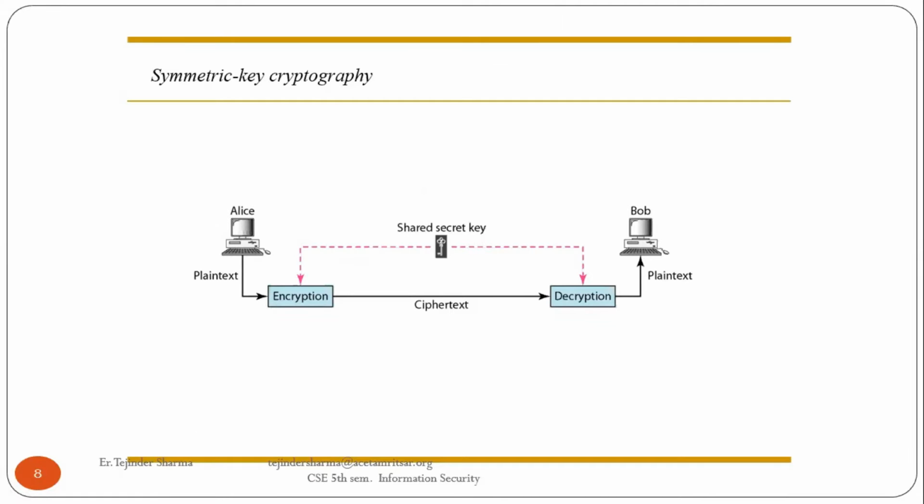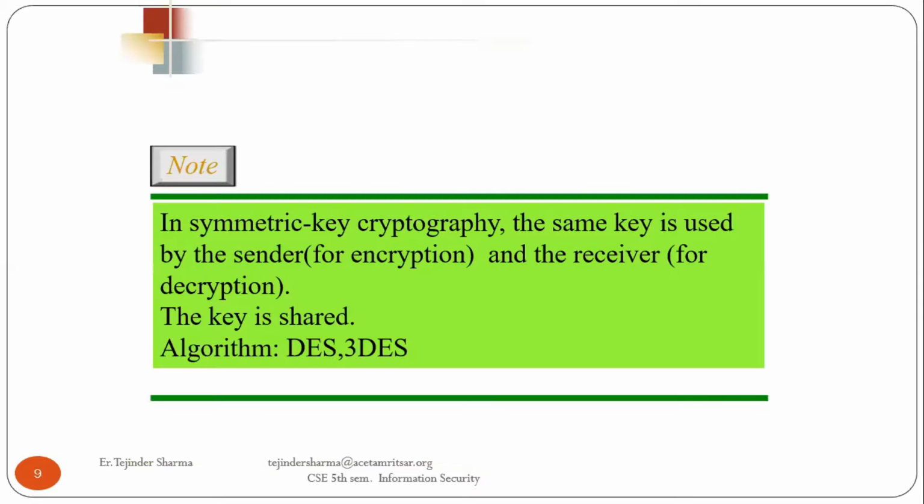So the same key is used by the sender and the receiver, both to encrypt the message as well as to decrypt the message. As you can see, it is written in symmetric key cryptography that the same key is used by the sender and the receiver for the encryption and decryption process, and the key is shared. The algorithms DES and 3DES we'll be doing in the future classes.